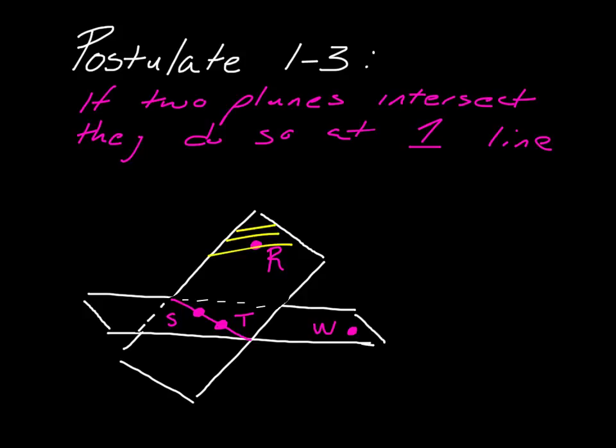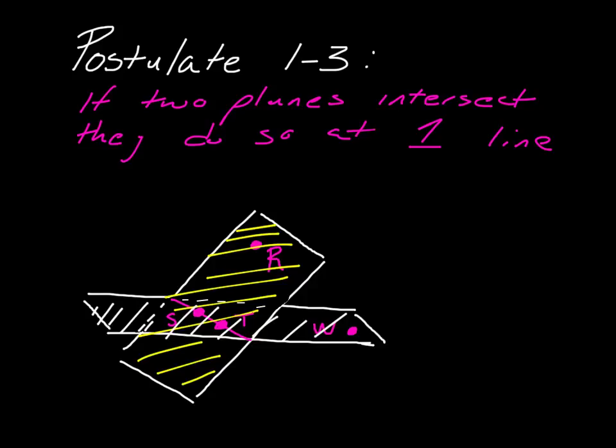We can call that plane RTS or STR, again naming 3 points that lie on that plane. And you've got another plane, plane STW or WTS. And as you can see, they only intersect at one very specific line, and that's going to be line ST or line TS. So when two planes intersect, they do so at one line. Now I'm never going to ask you to actually prove that because it's a postulate, it's an axiom, it's just accepted as general fact.